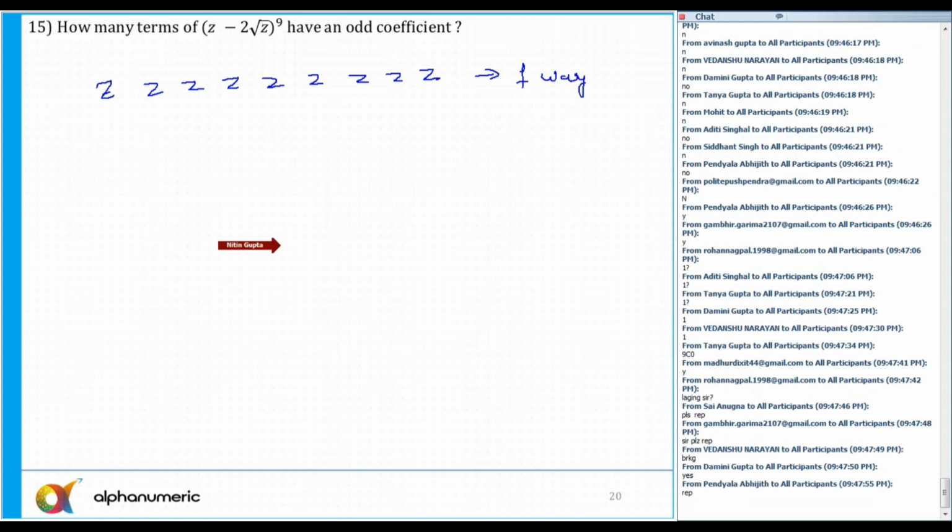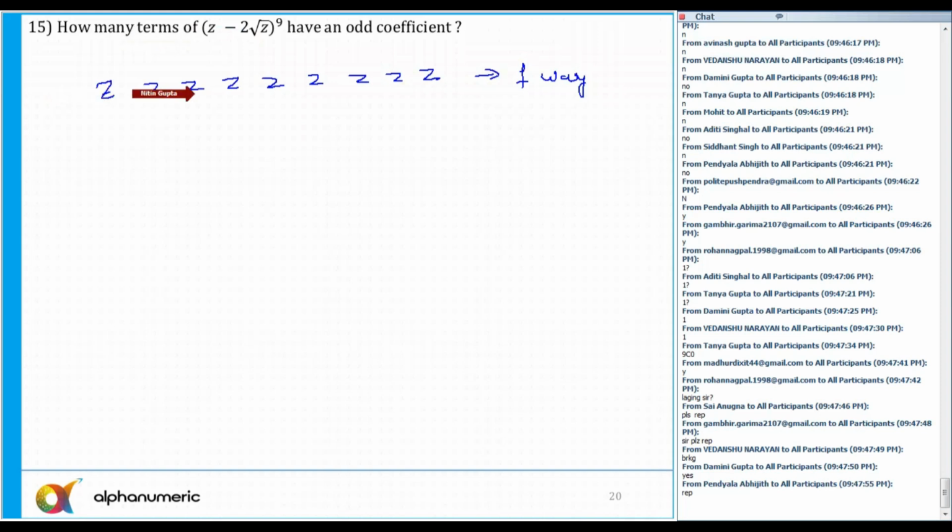All right. So it says how many terms of z minus 2 raised to power z raised to power 9 have an odd coefficient. I need the coefficient to be odd. Now remember 2 into root z is an even number. So any number which is a multiple of 2 into root z into something is always an even number. And if I need the coefficient to be odd, that is only possible if from all the brackets I take out only z.